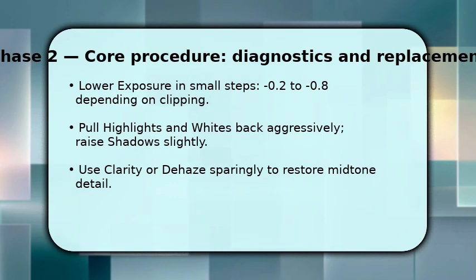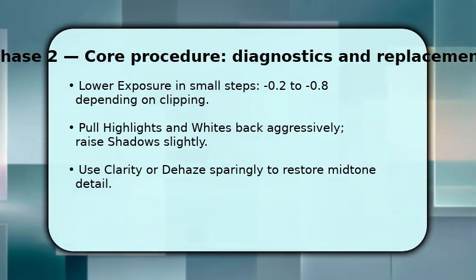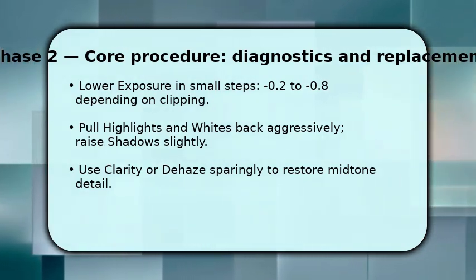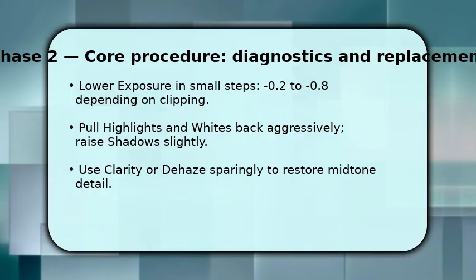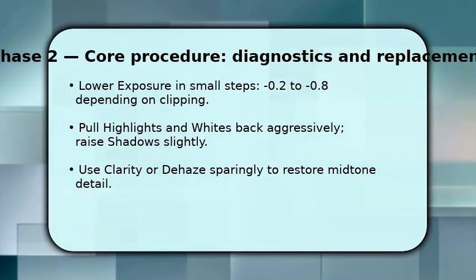In Camera Raw, you focus on the basic panel, reduce exposure slightly to regain overall detail, then pull highlights and whites back much more to recover blown areas. You'll see texture return as you slide.